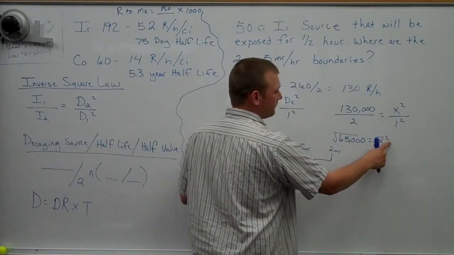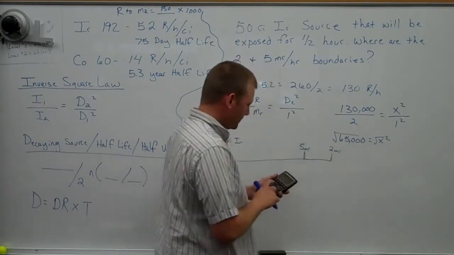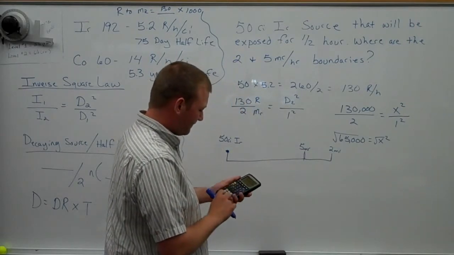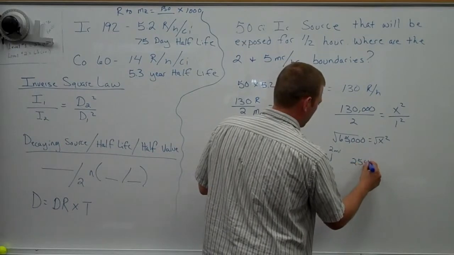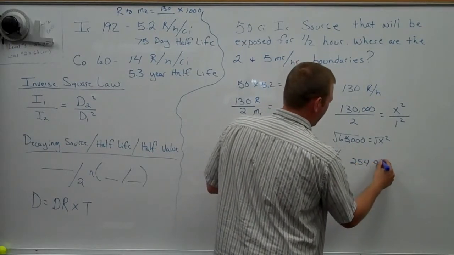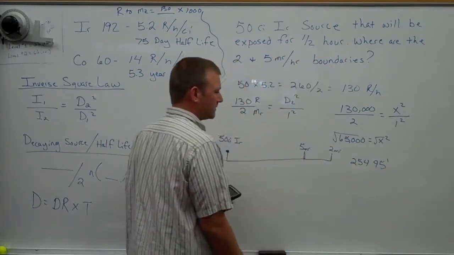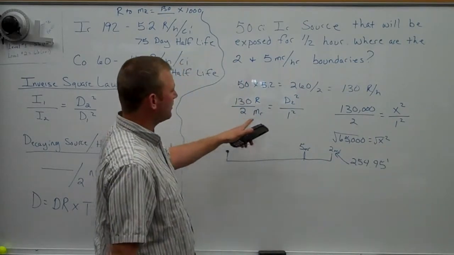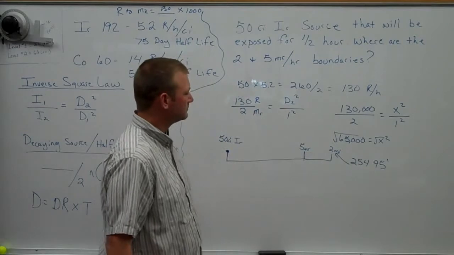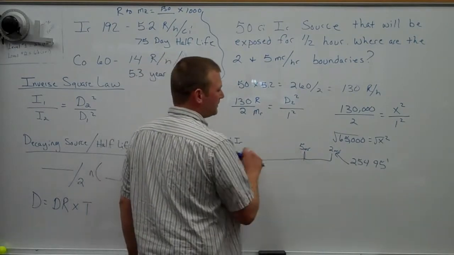So we want x by itself, so we take the square root. The square root of 65,000 is 254.95 feet. That is that value right there, the 2 MR boundary. Now we need to know this other value.